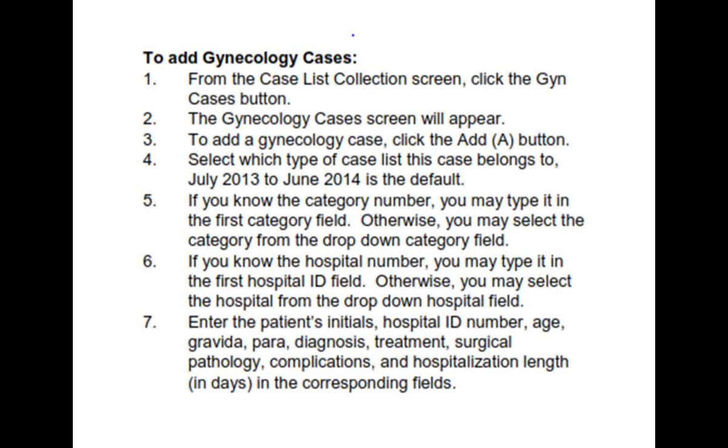Enter the patient's initials and hospital ID number. For instance, their hospital medical record number is their ID number. Then age, gravida, para, diagnosis, treatment, or surgical pathology. Now, I did get a text regarding hospital ID number. If your hospital has an ID number for that patient, you can just add that in. If it's a medical record number, you put that in. And then again, the corresponding things you want to add: gravidity, parity, diagnosis, treatment, and so on, and I'll demonstrate that again.